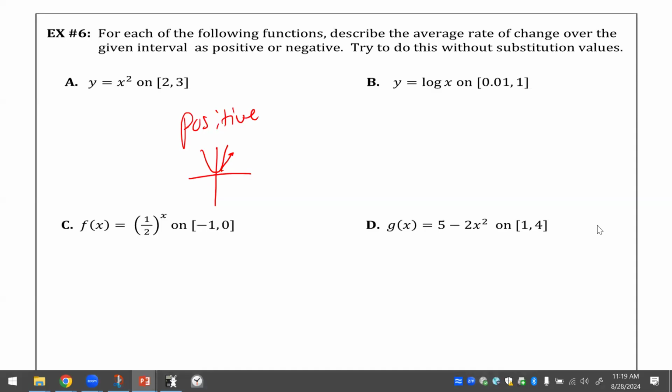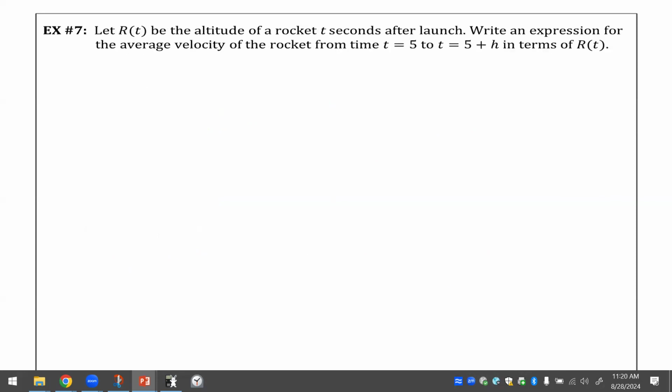All right. On the intervals, what did we get here for log? Positive. What did we get here on C? Negative. And what do we get here on D? Negative. Yes? All right. Easy enough to analyze? Yeah? All right. Next part.